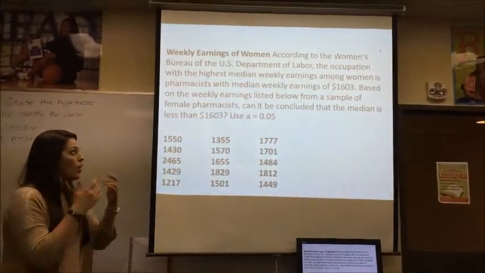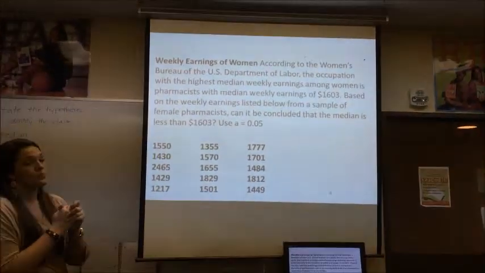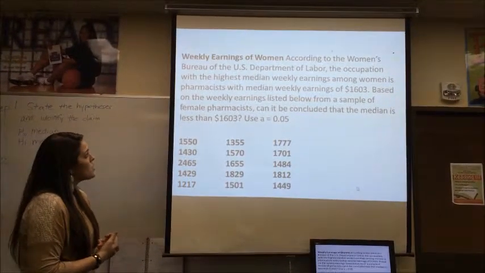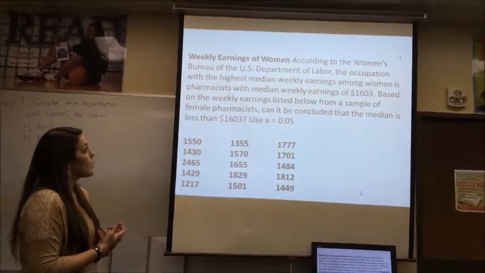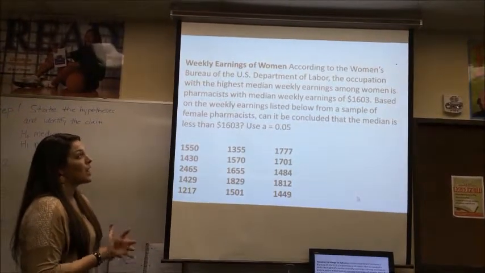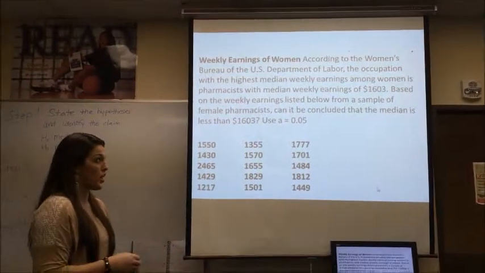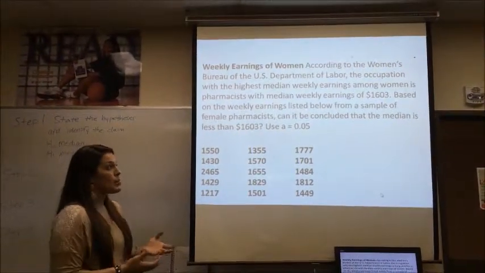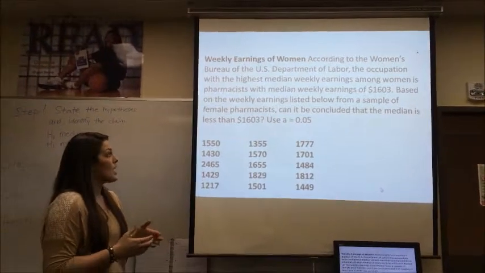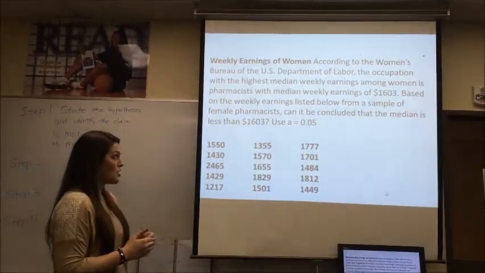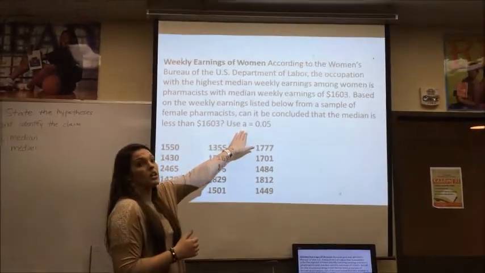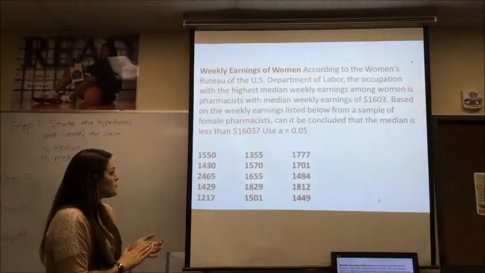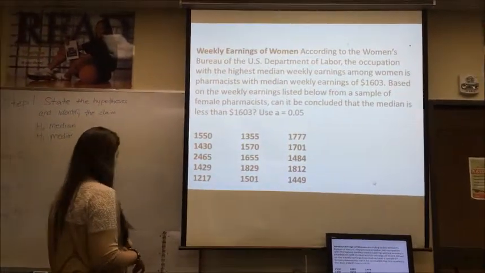So here's our first example. Weekly earnings of women. According to the Women's Bureau of the U.S. Department of Labor, the occupation with the highest median weekly earnings among women is pharmacist, with median weekly earnings of $1,603. Based on the weekly earnings listed below from a sample of female pharmacists, can it be concluded that the median is less than $1,603? And we're going to use, I'm just going to call it A here because I don't have the symbol, A equals 0.05. So here is our data set. So let's begin.